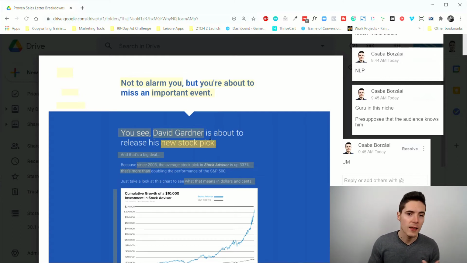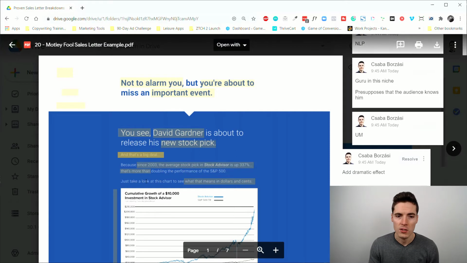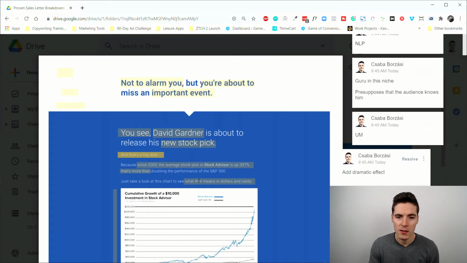So what can this be? There's mystery to it, but there's also a unique mechanism to it that only he can do. And then we have stuff like, and that's a big deal. I'll just read it to you, okay? So it says, you see, David Gardner is about to release his new stock pick, and it's a big deal because since 2003, the average stock price of the average stock pick in Stock Advisor is up 337%. That's more than doubling the performance of the S&P 500. Just take a look at this chart to see what this means in dollars and cents.